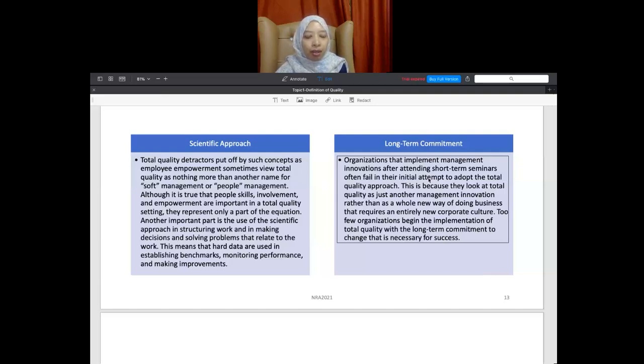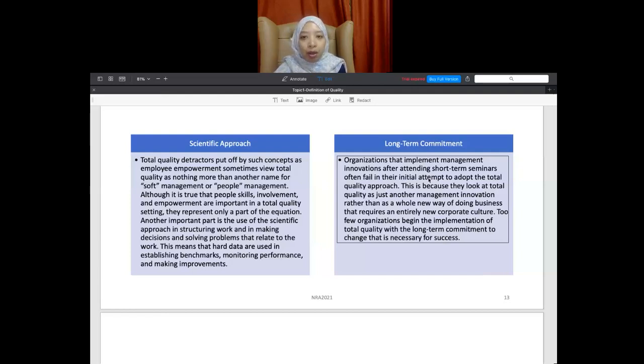For example, we as a service provider must use the data to establish the benchmark and monitor the performance. If there is some defect, or we can see that there is no improvement for the student, we can suggest any solution to increase the level of performance of the students.